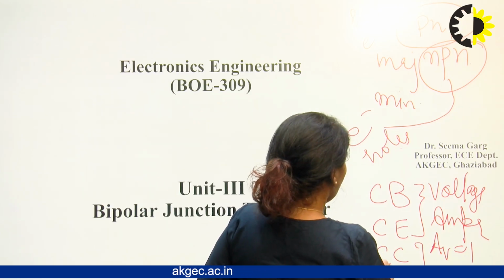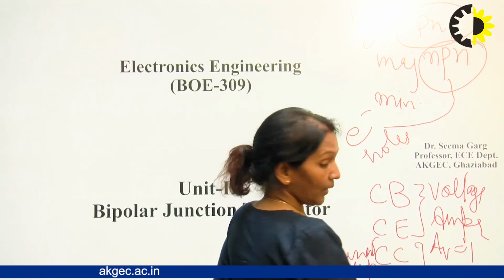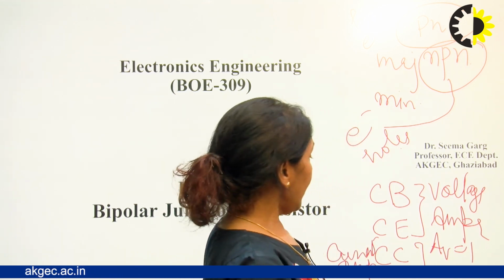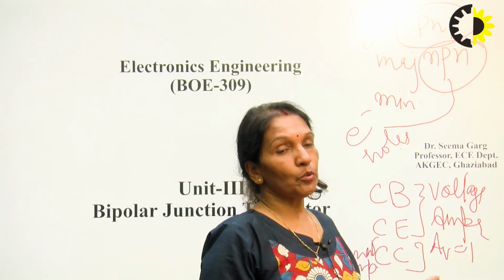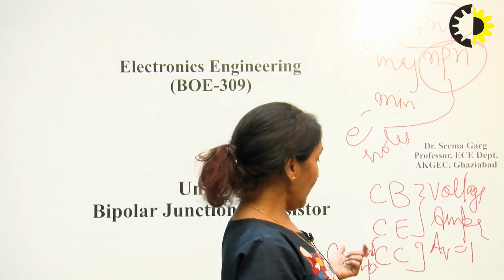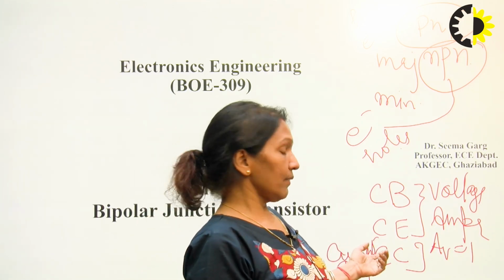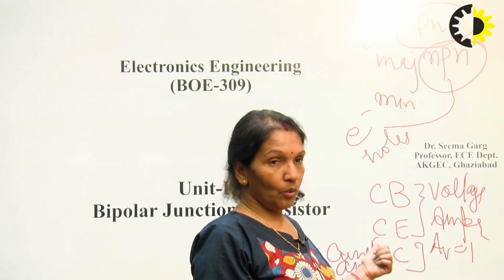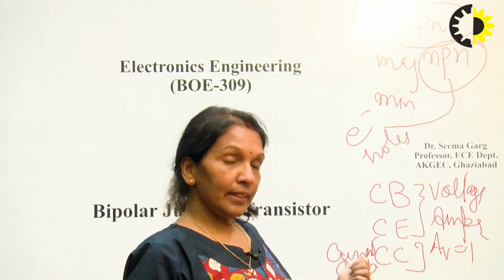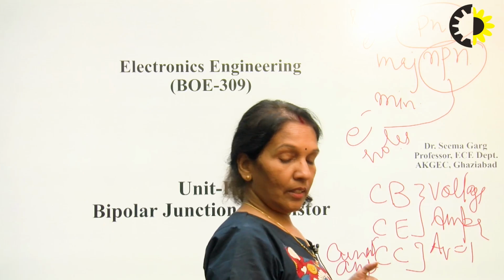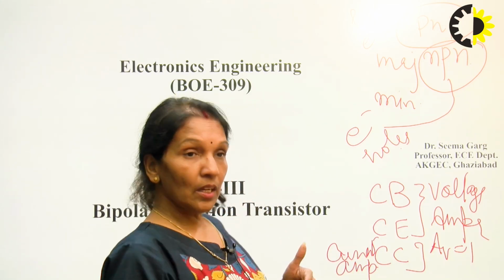So these three have their own applications. Common base is used for high frequency applications, and common emitter is used for the audio amplifier, so for low frequency applications we use the common emitter amplifier. Common collector is a current amplifier, which also has the characteristics of low output impedance and high input impedance. Because of that reason, it is used as an impedance matching device for the multi-stage amplifier.